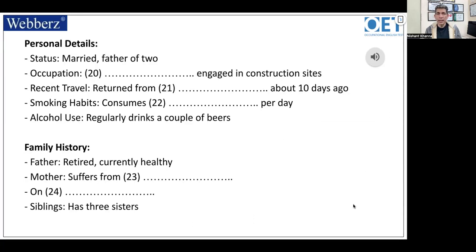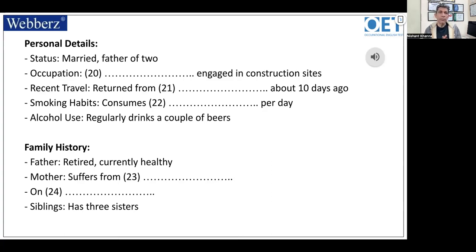Now the personal details. Ryan is married. He's a father of 2. His occupation will be mentioned here: engaged in construction sites. Recent travel: he returned from some country or place or city about 10 days ago. His smoking habits: he consumes dash many cigarettes or cigars, whatever he's smoking, per day. Alcohol usage: regularly drinks a couple of beers.